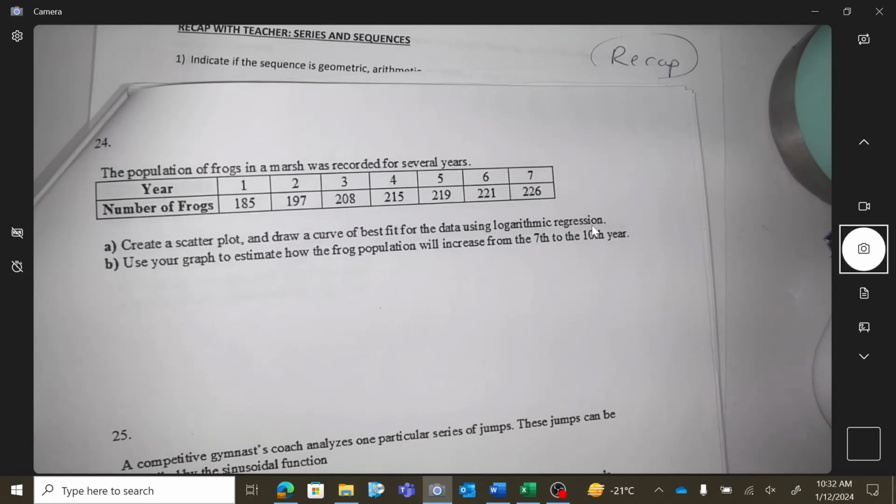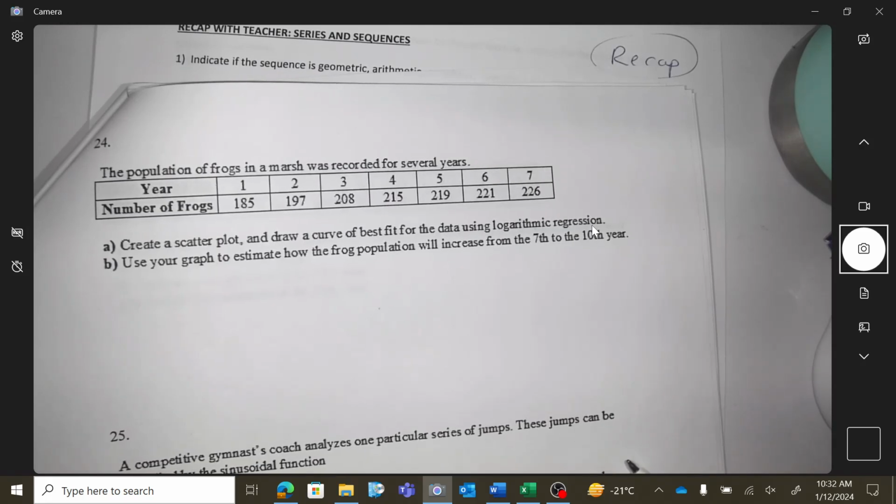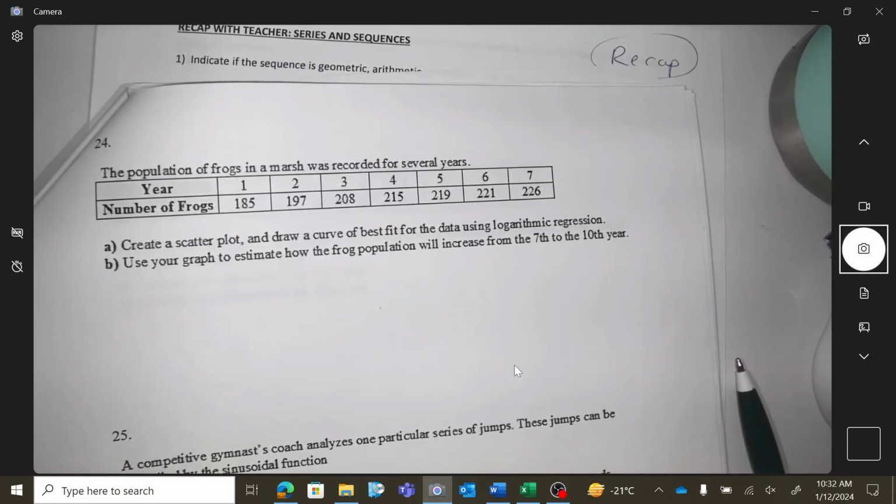Okay, number of population of frogs. So let's go through this again, how to type all this in. Okay, I'm not going to instruct you. Let's see if you can figure it out on your own.